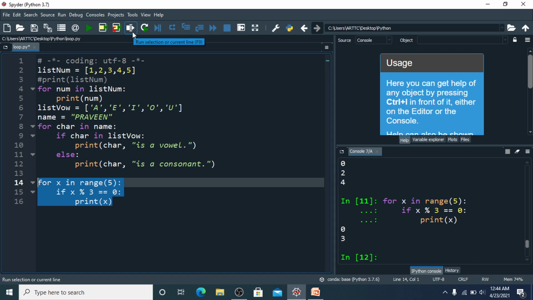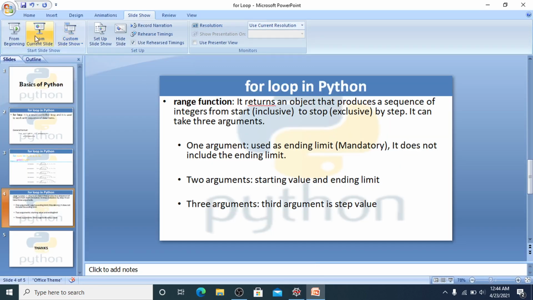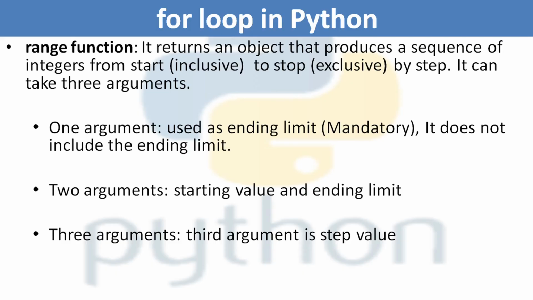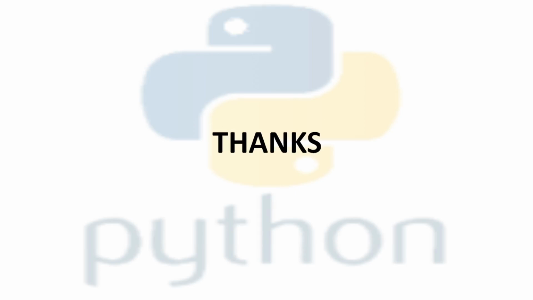So this is all about our range function. So we have seen the basics of for loop in Python. In my next video, I will be discussing break, continue and pass statement in Python.